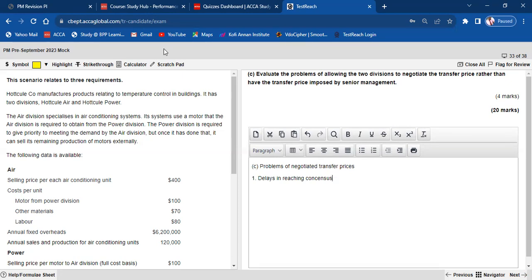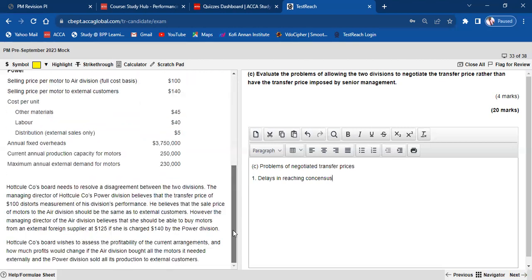So you can support that by saying, when you're writing, that, for instance, the air division currently can source it from outside for 125. It will be insisting to get it at not more than 125, whereas the power division will also be insisting on not selling at below 140. This can delay the decision-making process and cause further problems for the organization.